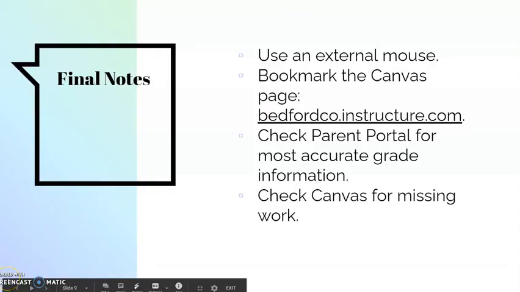Now that we've looked at the two apps and both of the desktop learning experiences, let's go over some final notes. If your child is getting frustrated with having to use the touchpad on a Chromebook, go out and buy an external mouse. You can find them at Walmart or Amazon or any other stores like that, and you can plug it into your Chromebook using that USB port that's either on the side or the back and use an external mouse.